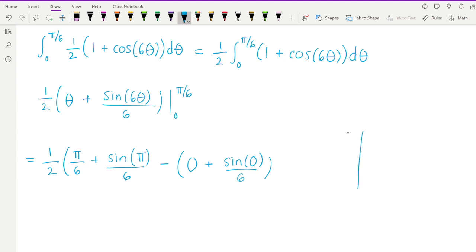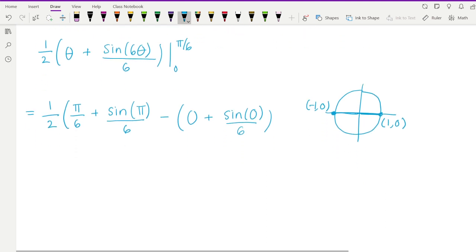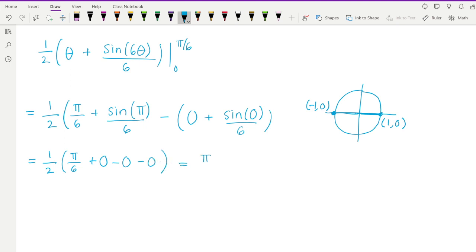Okay, so we again draw our unit circle to quickly remind ourselves what sine of 0 and sine of pi are. 0 would be here. Sine is the y-coordinate, so sine of 0 is just 0. And then pi would be over here, with coordinates of -1 and 0, but that's the same y-coordinate, so sine of pi is also 0. And so we're left with 1/2 times pi over 6, plus 0 minus another 0. At the end of the day, we're just left with pi over 12 as our area.